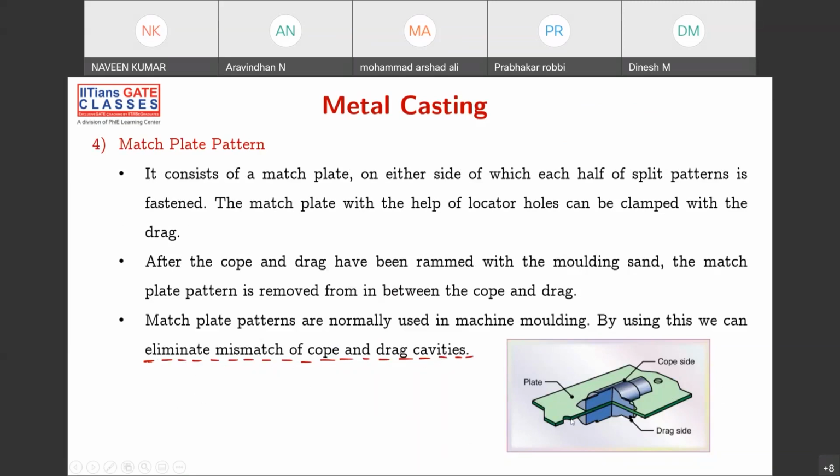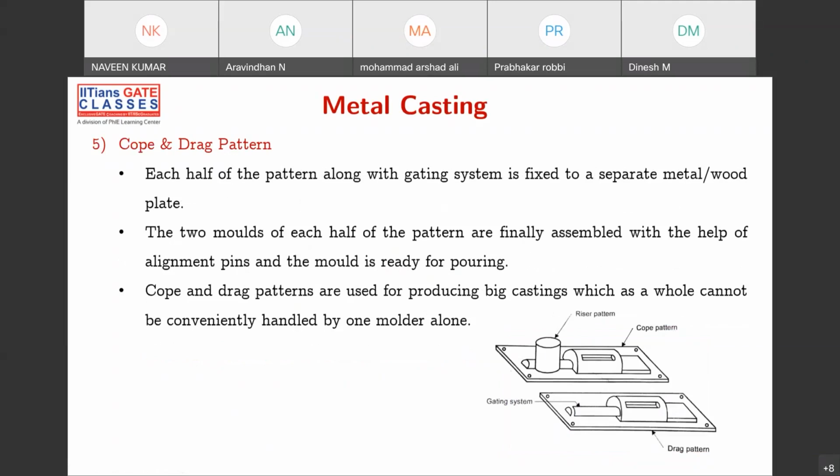It's very clear here, right? You can easily see the top one and the bottom one are matched with the help of this plate, and this plate is known as match plate. Okay, so that is your match plate. So again, I'm repeating, we have discussed single piece pattern, split piece pattern or loose piece pattern, match plate pattern. Okay, next, cope and drag box pattern.